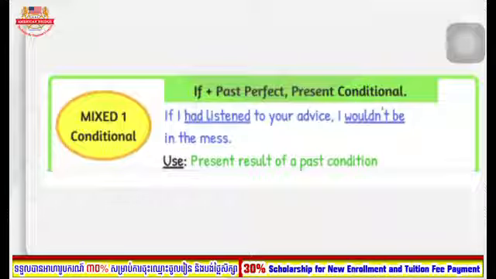So look at this next conditional. We can also say it is about recreating something that we didn't do in the past and that has a result in the present. Okay, very good, students. So do you understand this?